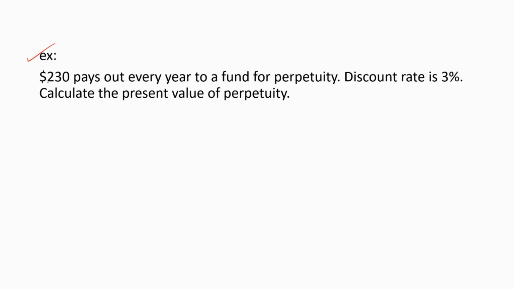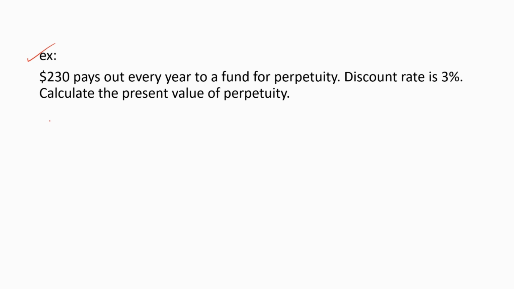$230 pays out every year to a fund for perpetuity. Discount rate is 3%. Calculate the present value of perpetuity. This means $230 will be paid out to a fund for the perpetuity. This means there will be no end date. Now what we have to do is calculate the present value of this perpetuity.